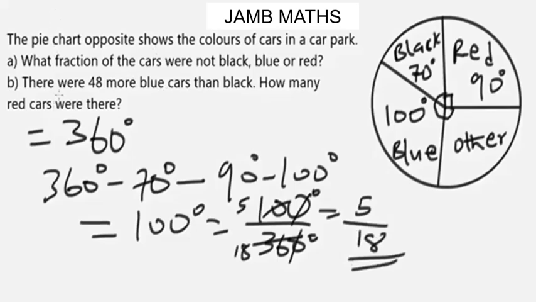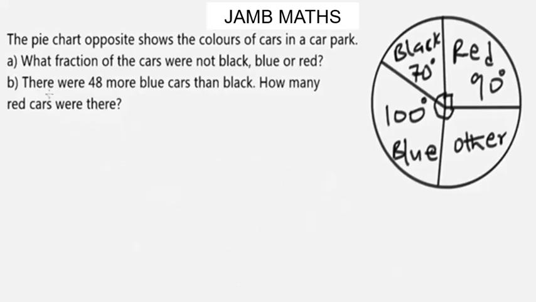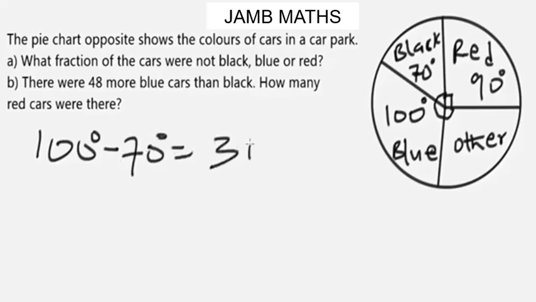Now for the B part of it, it says there are 48 more blue cars than black. How many red cars were there? All right, let me wipe this solution so I have space to solve it. To solve this kind of question, it looks tricky but it is very simple. Firstly, we need to get the degree that represents the 48 cars. To do that, you subtract the 70 degrees of the black cars from the 100 degrees of the blue cars. So 100 degrees minus 70 degrees gives us 30 degrees.